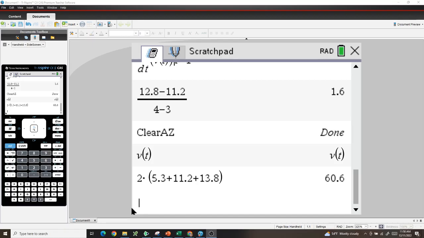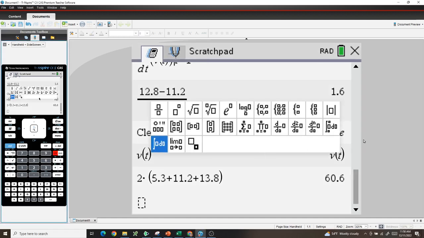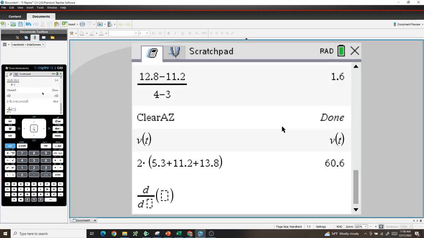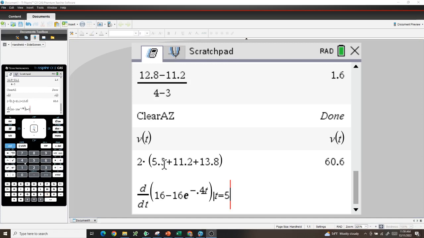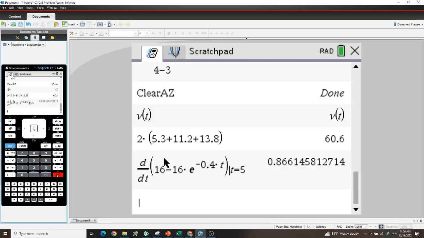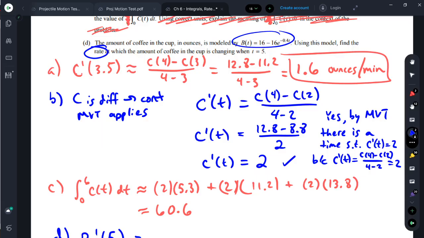You'll just type that into your calculator. We'll hop over, and we want to do the derivative with respect to time. Then we write this out, type that out, and you get 0.86614, and that's what we're going to write out for our answer. This would be in ounces per minute, again, because it's a derivative.